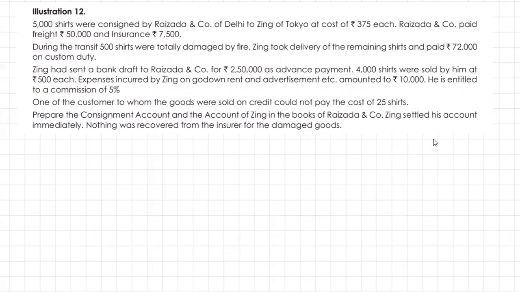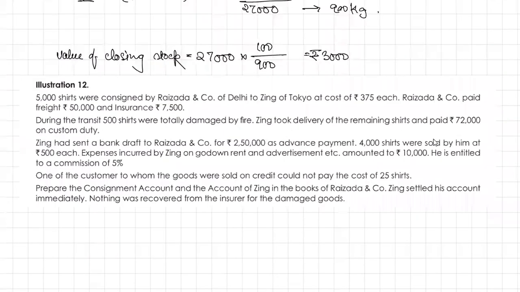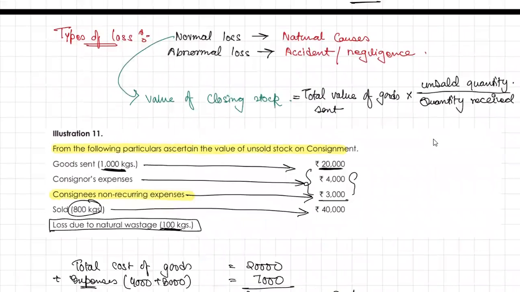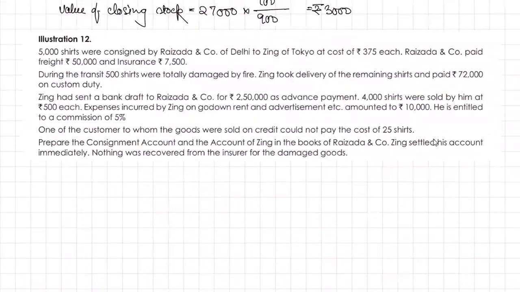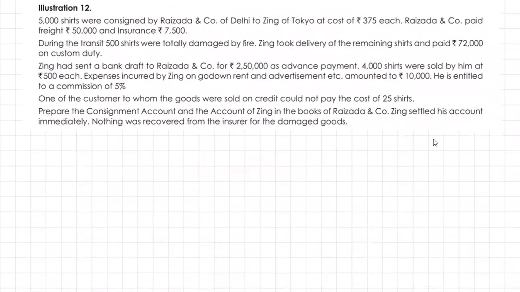We'll be continuing with our consignment chapter. In the last session, we started with it. We did one small illustration, one big and one small, and now we're going to start with another illustration. In this illustration, you will get abnormal loss as well, and how to deal with it. You will get an idea of the same. So let's read out the illustration first.